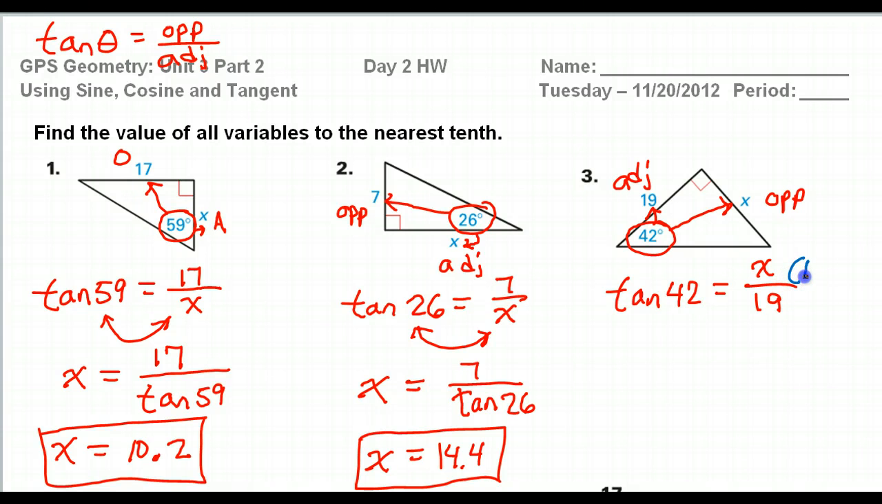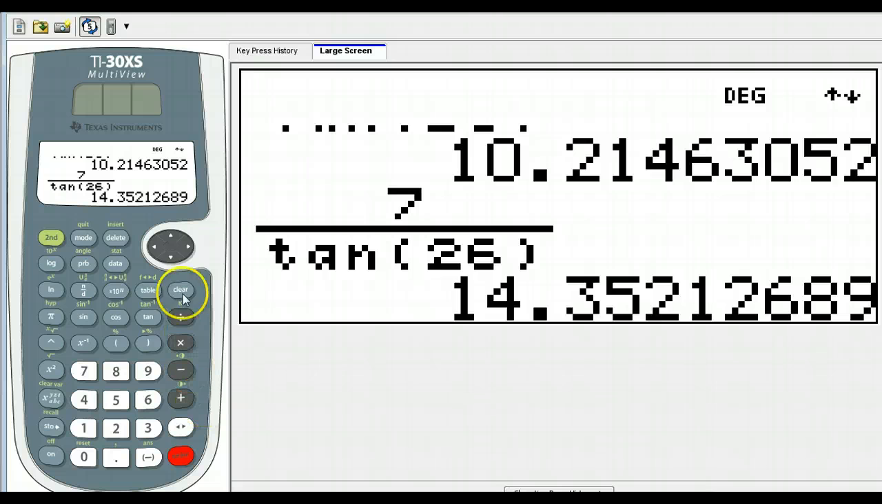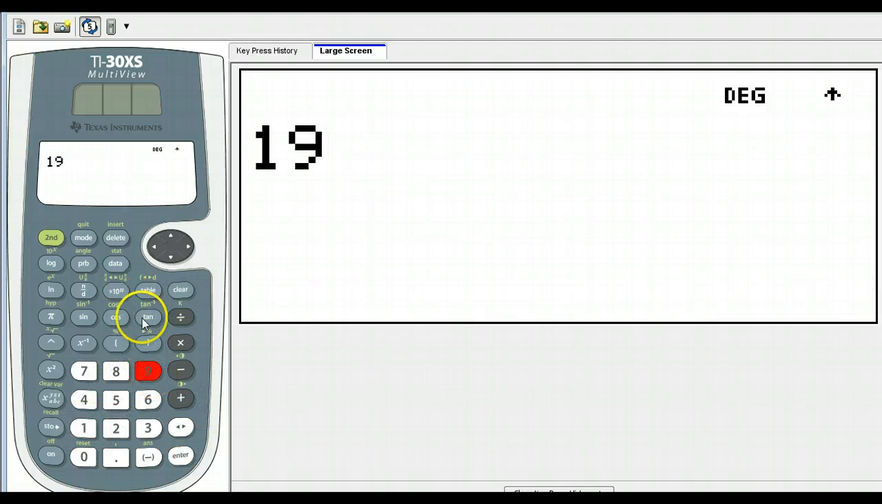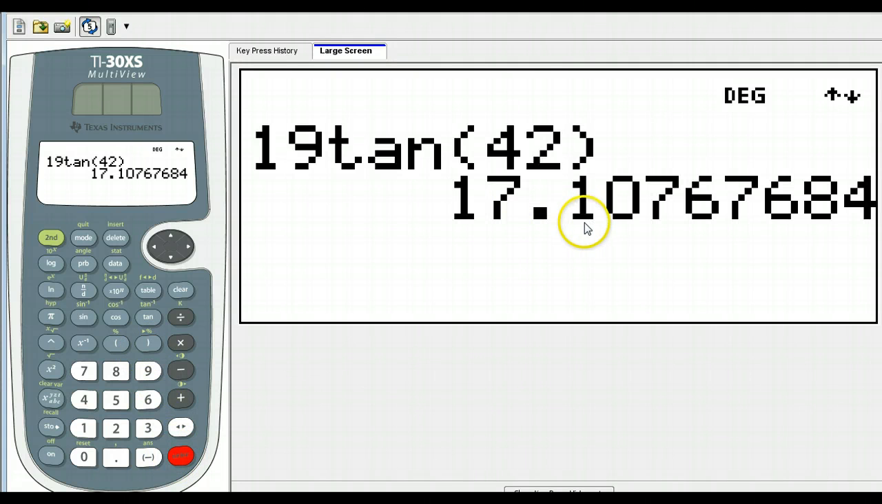But what I can do is multiply both sides by 19, like this. That way these 19s are going to cancel each other out. And then I have 19 tangent 42 is equal to x, which I can just put in my calculator, 19 tangent 42. 17.1.